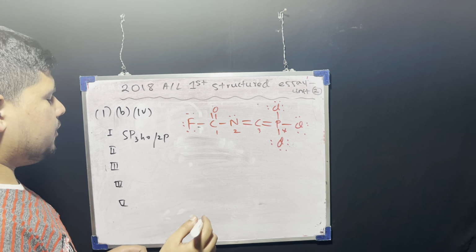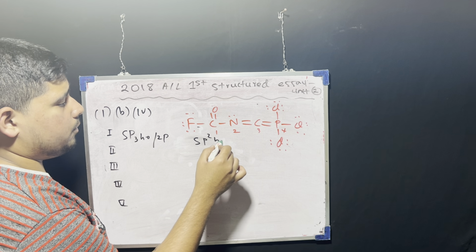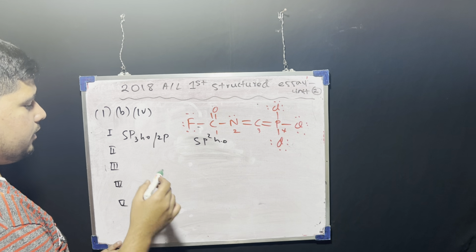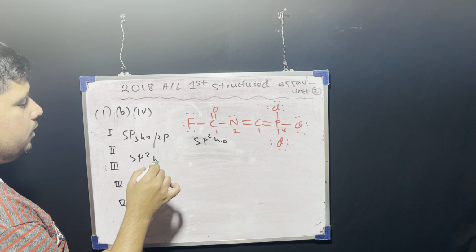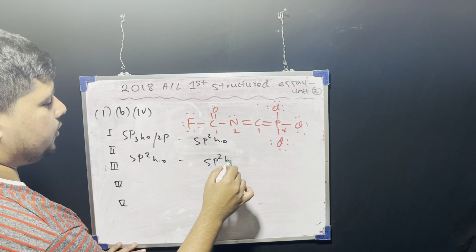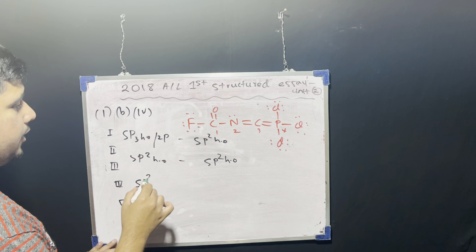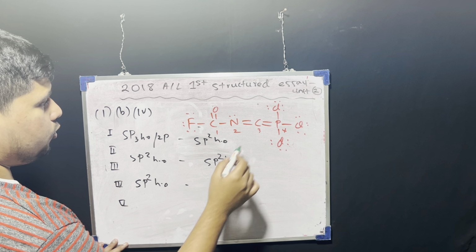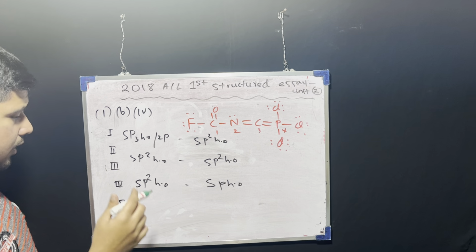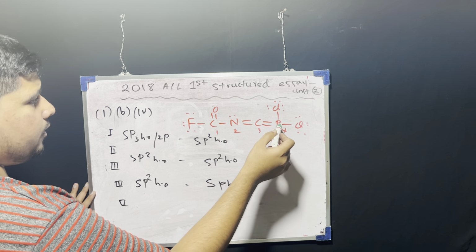Now for carbon, what is the hybridization? 1, 2, 3, therefore sp2 hybrid orbital, fluorine and carbon. Next one, carbon and nitrogen: sp2 hybrid orbital for carbon, and for nitrogen 1, 2, 3, sp2 hybrid orbital. Next one, N2 and C3: sp2 hybrid orbital, and 2 VSEPR pairs, therefore sp hybrid orbital. Now for Roman number 5, P4 and Cl.